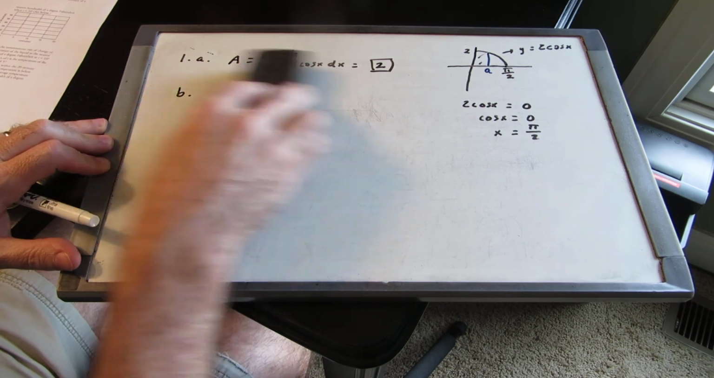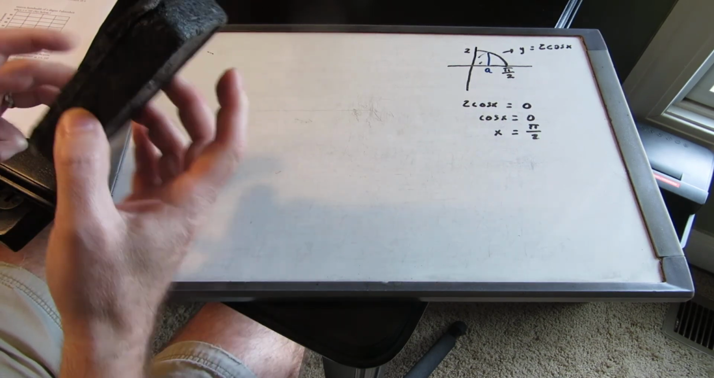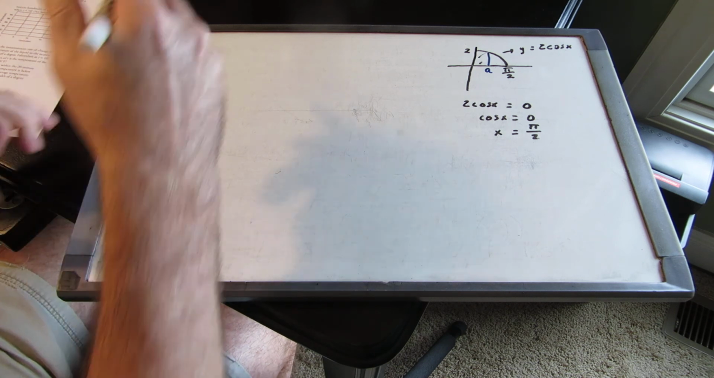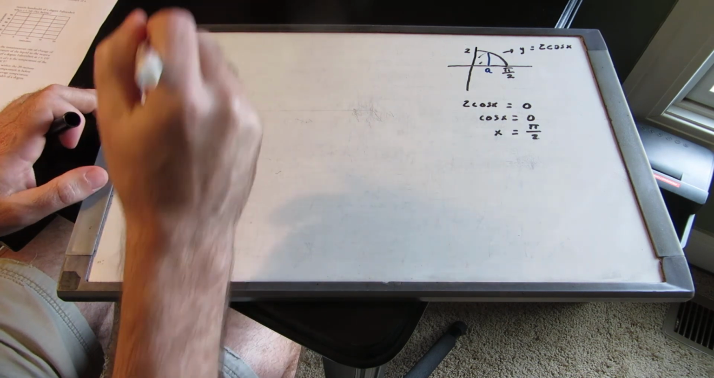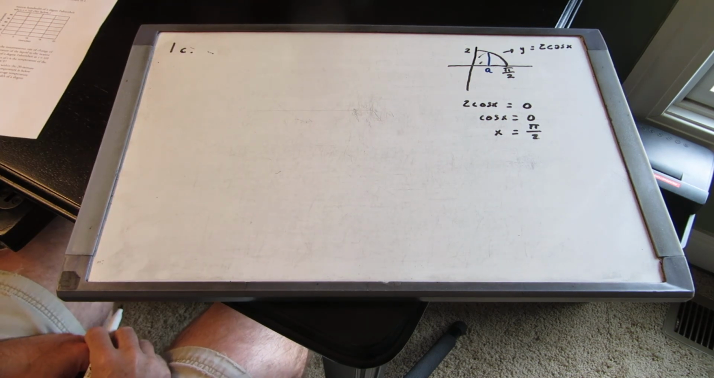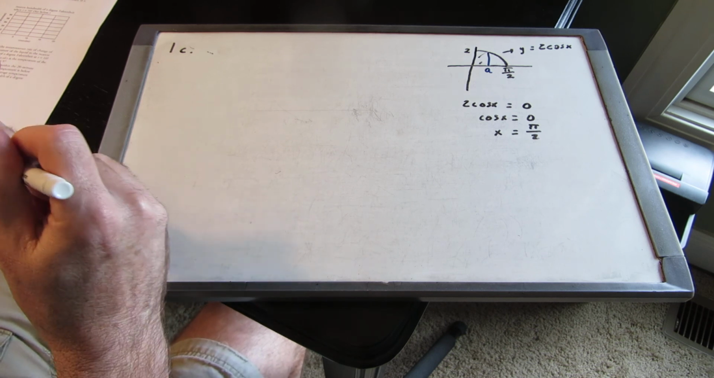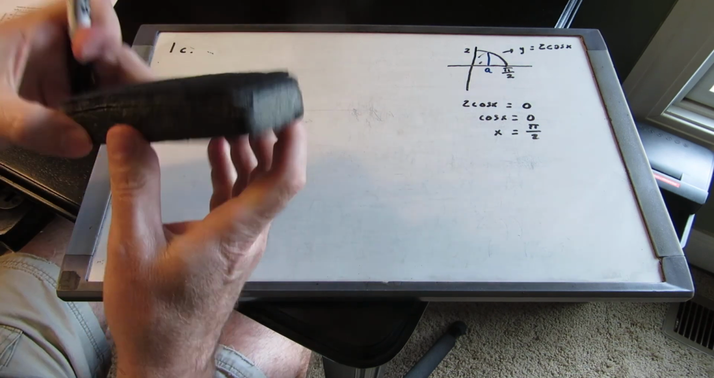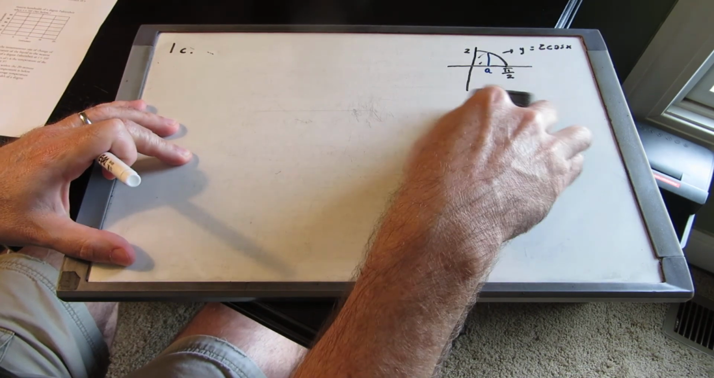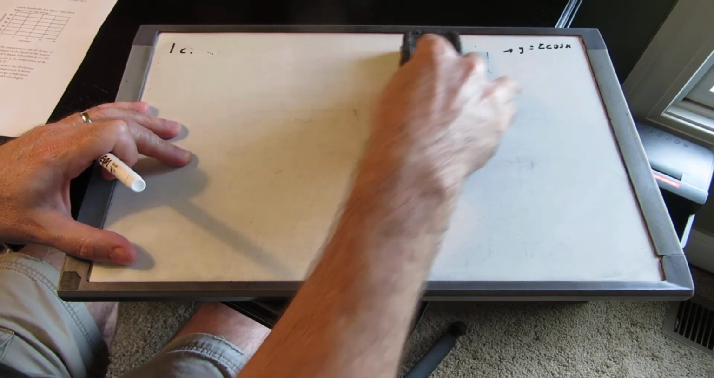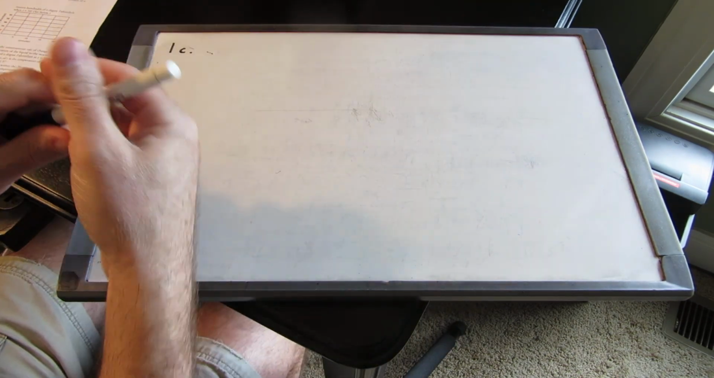Okay. So boom, parts A and B are done. Let's try part C. It says find the volume of the solid obtained by revolving region R about the x-axis. So let's get all this stuff out of the way, and I'll just draw the whole thing again.